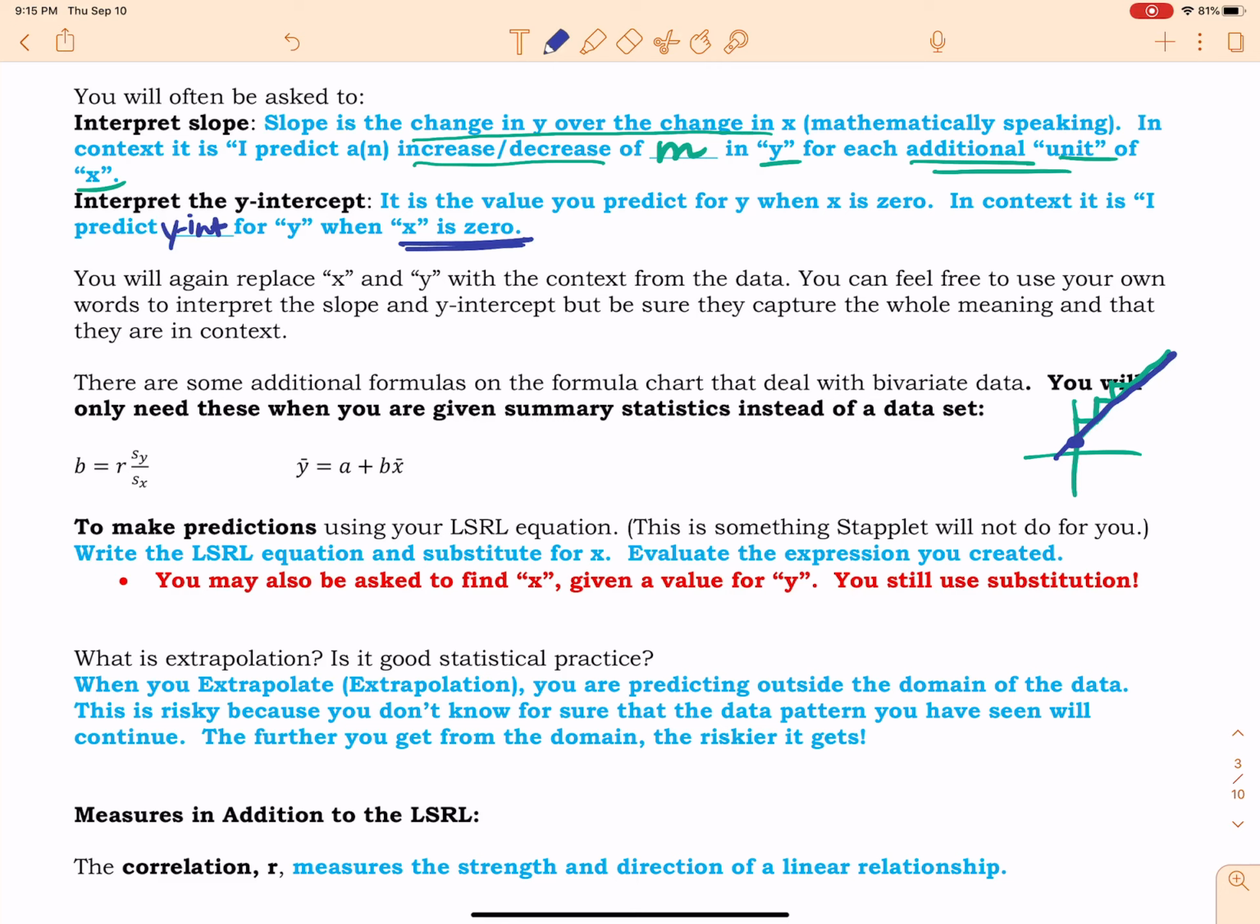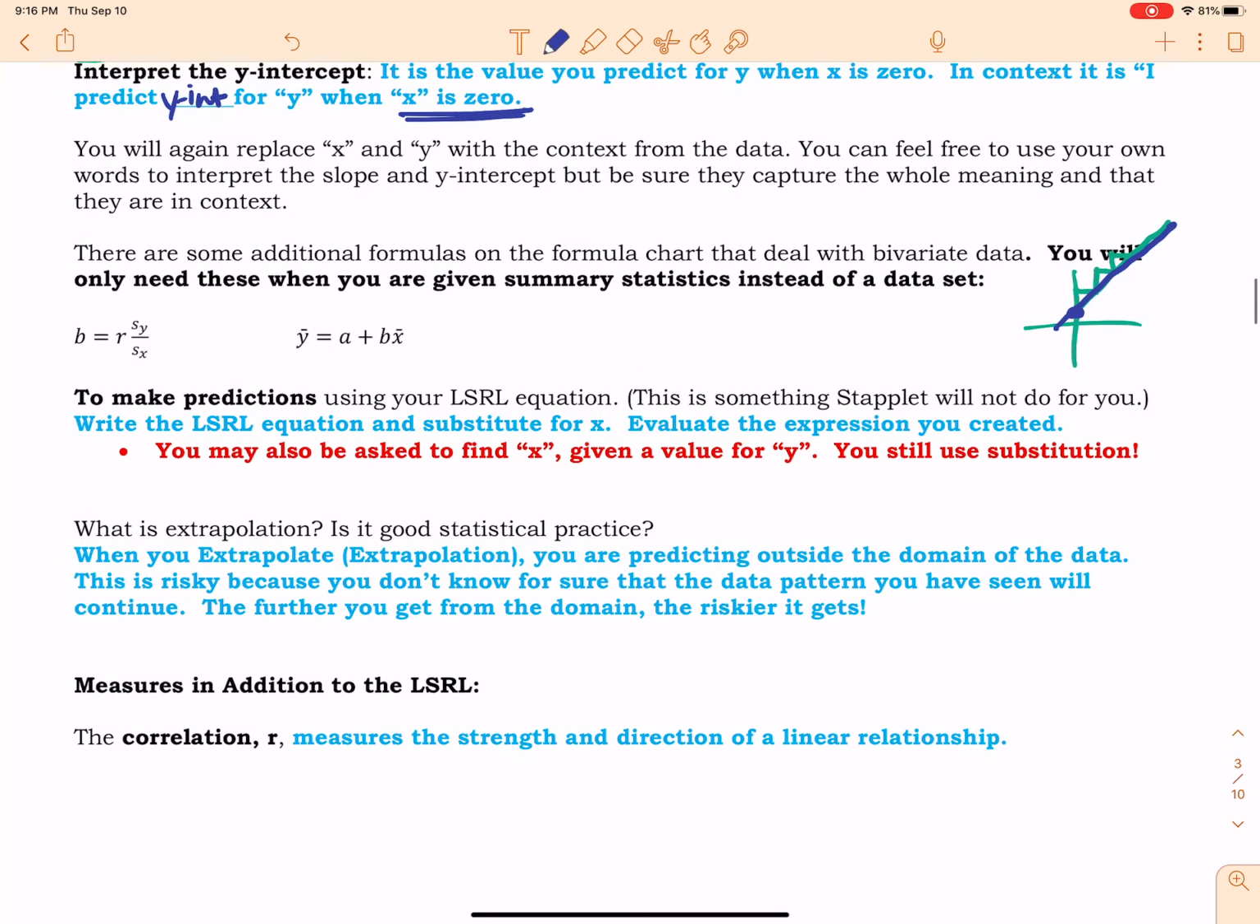no value or 0. So when we talk about x and y, of course, I know I've said this in every video, that's because it's important. We're always going to replace x and y with context because we want to communicate about it. We want x and y to take on meaning, not just be random variables or letters that we're looking at. So when we're interpreting slope and y-intercept, you don't have to use my exact wording that I've got up here, but you do have to understand and capture the meaning. If you don't do that, then it doesn't matter.